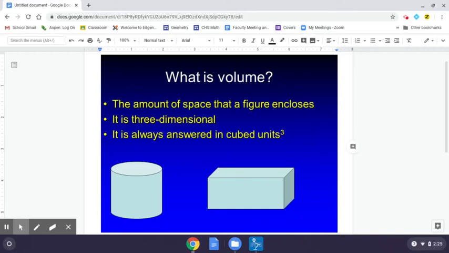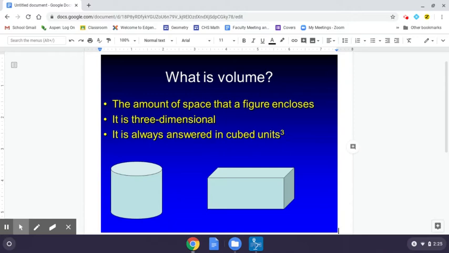Hey everyone, so our next section is about volume. I just wanted to first talk about what volume is. Most of you probably already know this, but that's okay. It's basically the amount of space that a figure encloses, so how much space is inside of a 3D figure.